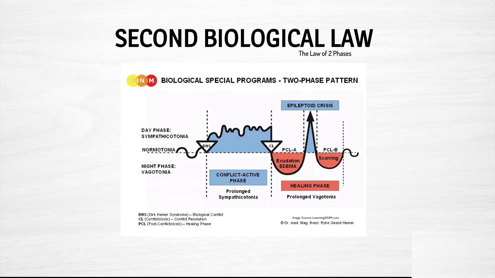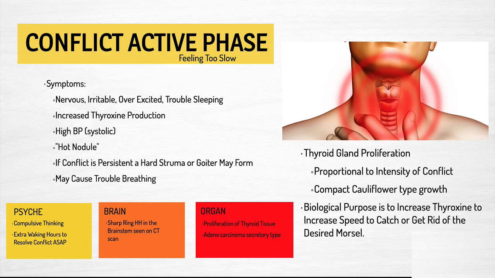This is the law of two phases. This is a very profound and important part of German New Medicine, and understanding where you are in the two-phase pattern is very important for knowing what to expect as far as symptoms, and what is going to be happening moving forward. So during conflict activity, when you are actively feeling too slow, the thing just happened, you're feeling rushed, you're feeling in a hurry, you're feeling like you've got to make something happen.